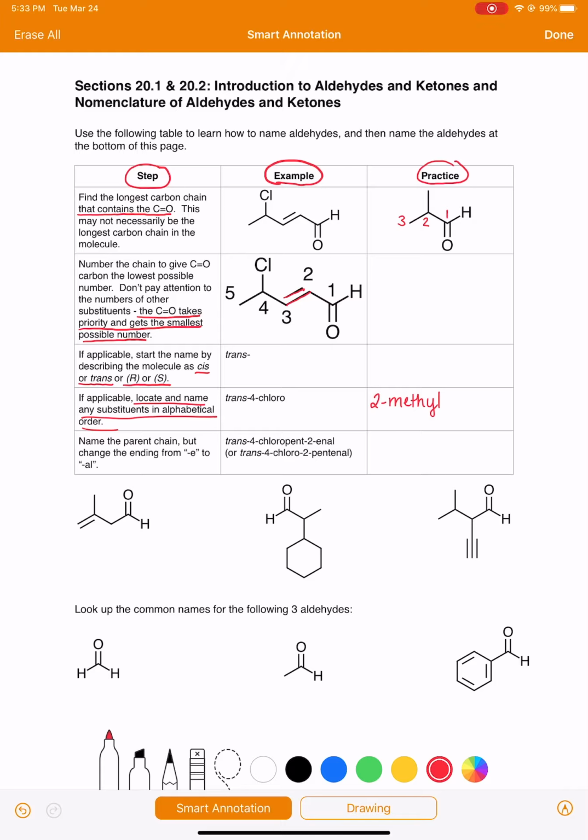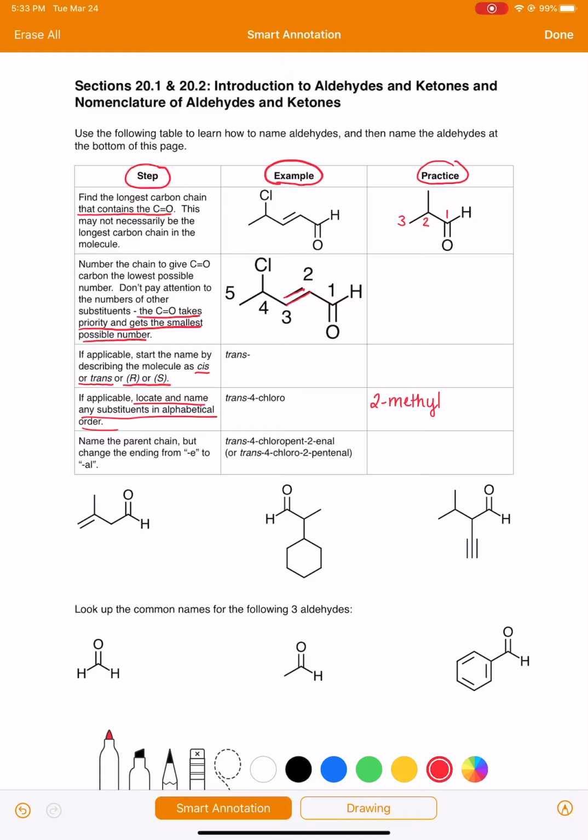And to name this molecule as an aldehyde, we drop only the E from the ending of the name, and we replace that with al. So this becomes pentenal. Again, we're only dropping the E and replacing it with al.